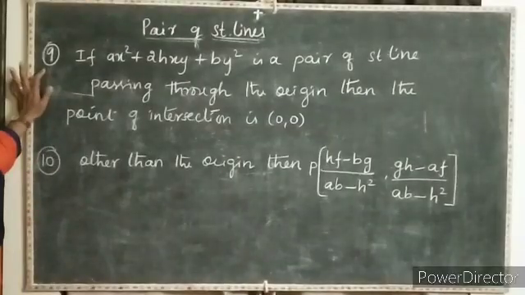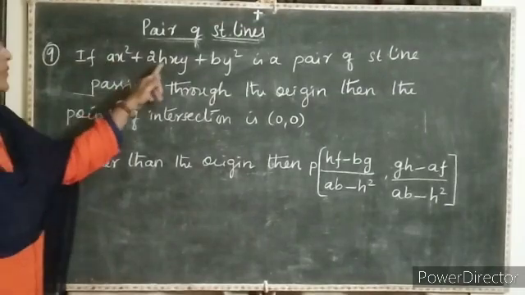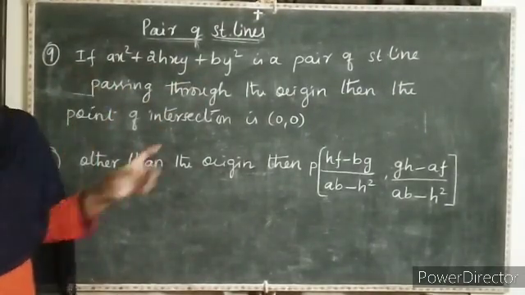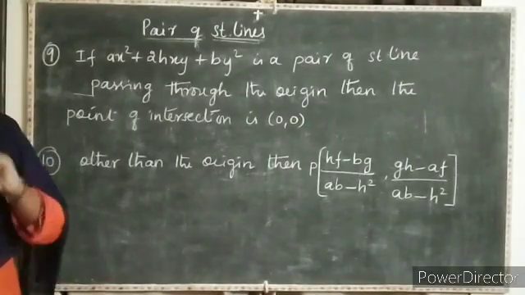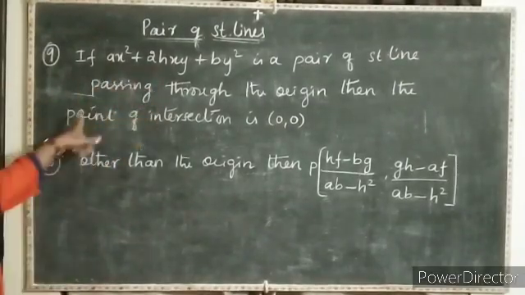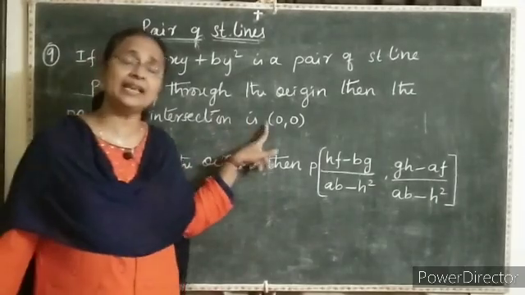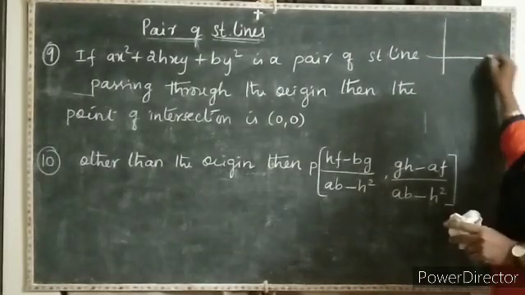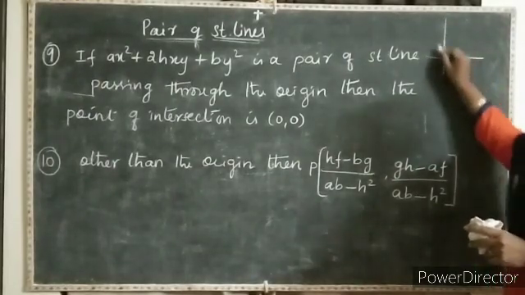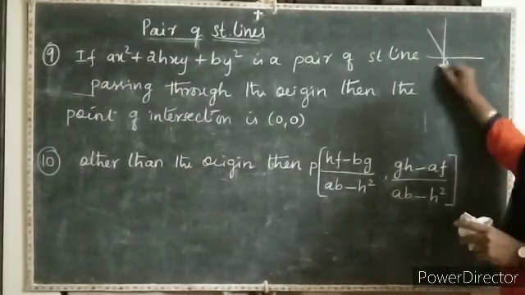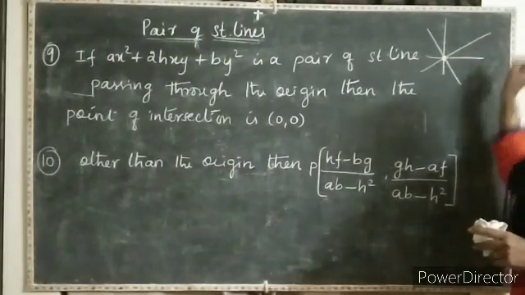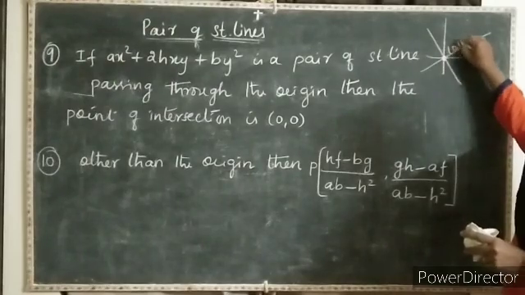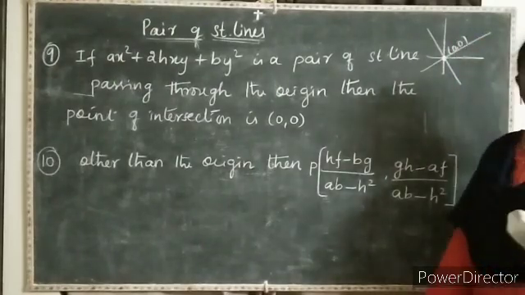Okay. Now the next one is, if ax squared plus 2hxy plus by squared is a pair of straight lines passing through the origin, then the point of intersection is 0, 0. Now look into this. Now I have the x-axis and y-axis. The lines are passing through the origin, the pair of straight lines. Then the point of intersection is what? 0, 0. That we know.